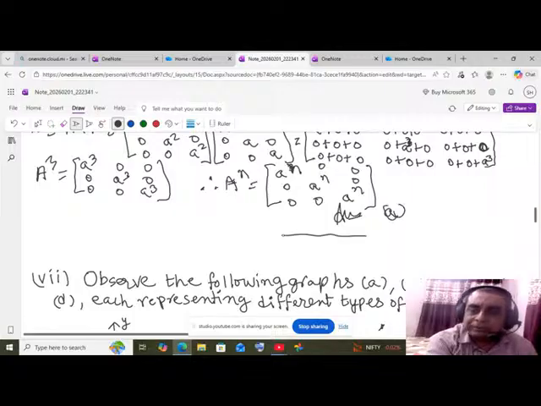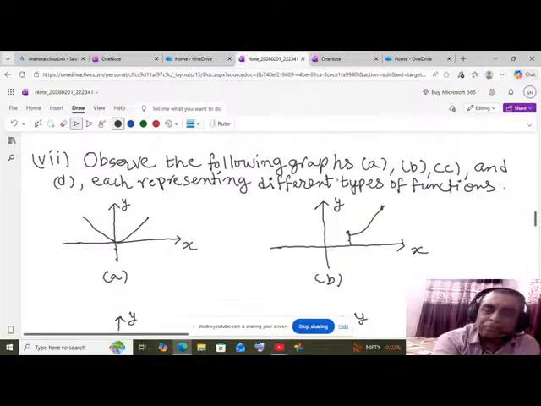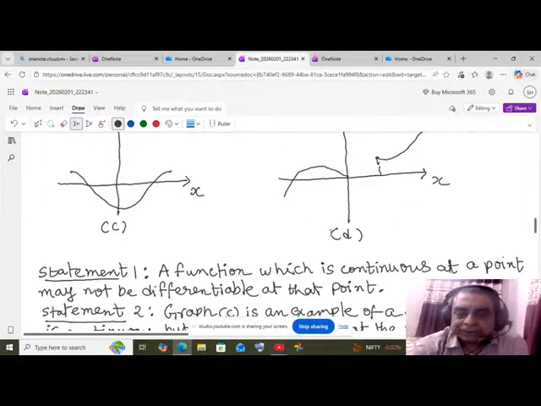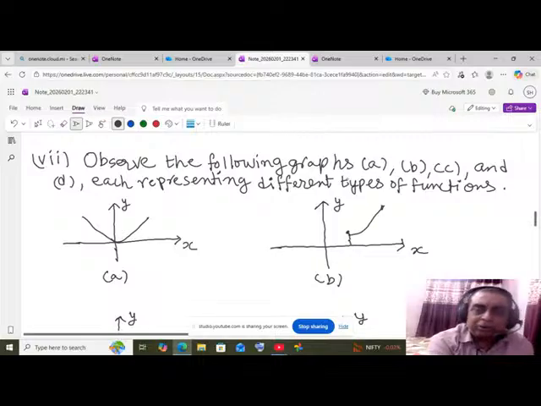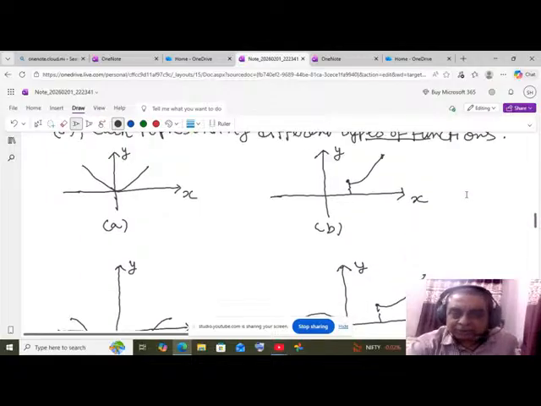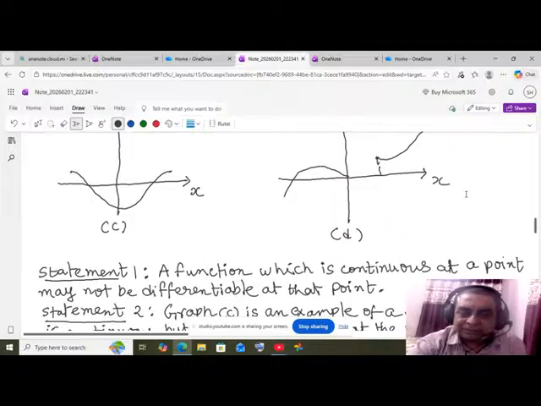Now we are moving to the next question, number 7. Here, observe the following graphs. There are 4 graphs given in the question. It says to observe the following graphs A, B, C, and D, each representing different types of functions. So these are the 4 graphs given in the question.